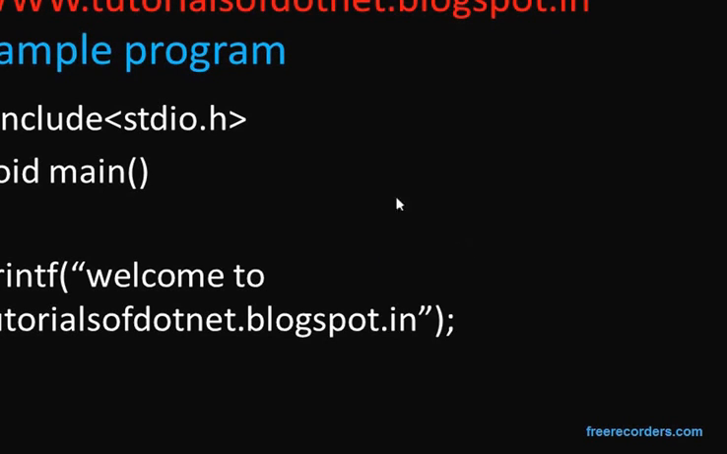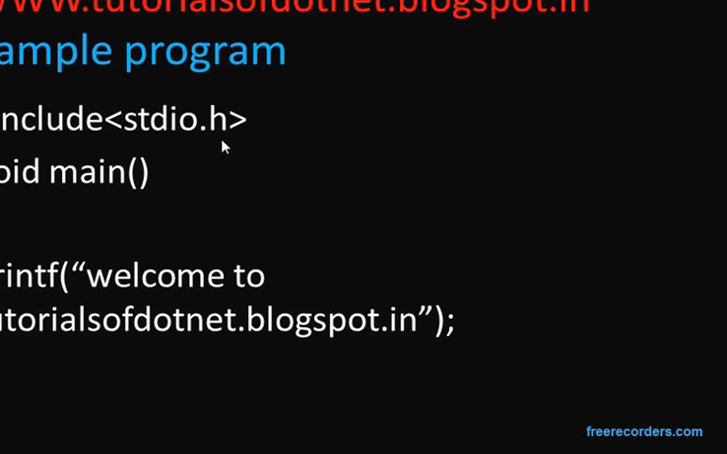Let's see our first program: hash include stdio.h. First, what is this stdio.h? This stdio.h is a library file, guys. In C we have so many library files for using system functions. Here, why do we use hash include? Hash include is used to include the library files in our program. Here stdio.h means standard input output header file. .h means it is a header file.